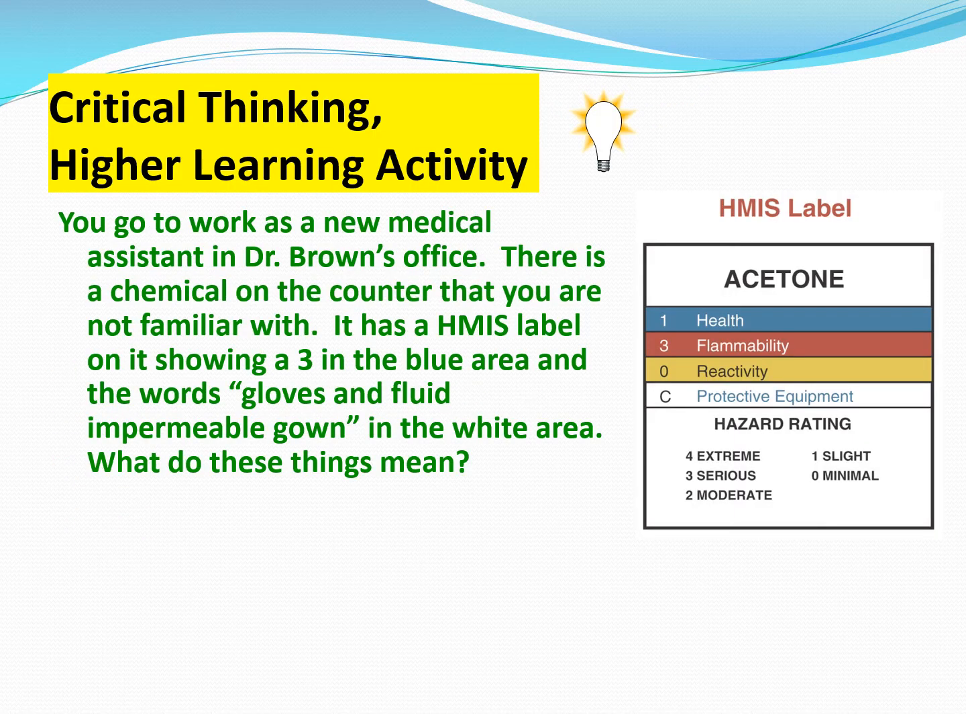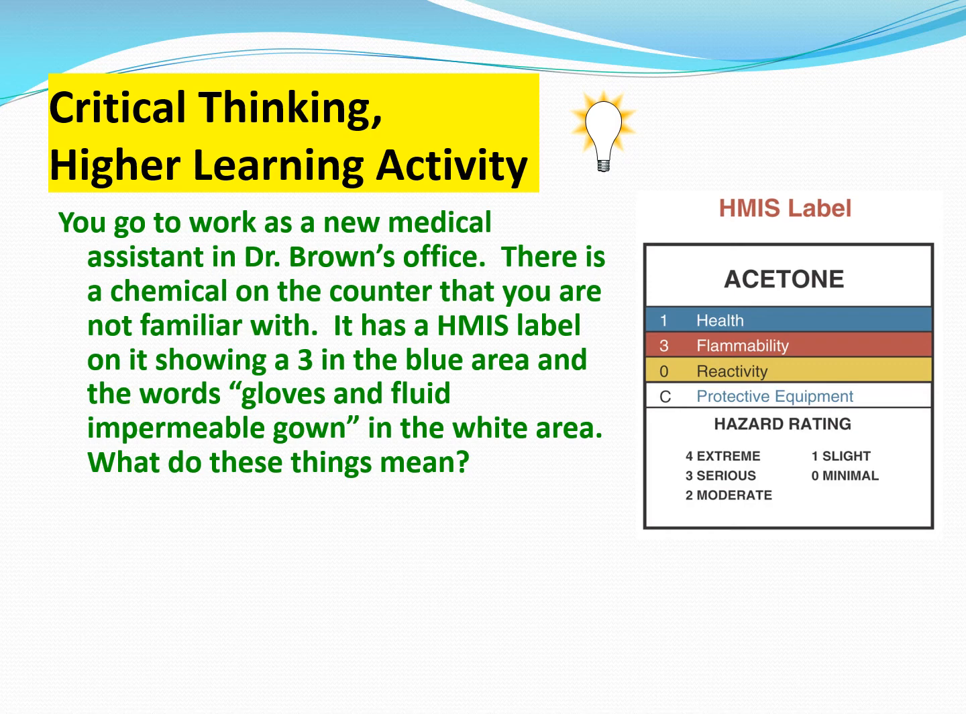So here's one of our critical thinking slides, right? This is where you take what you learn in lab and lecture and put it together so that you can apply it to a scenario that you may run into while you're working out in the field. So you go to work as a new medical assistant in a doctor's office, right? There's a chemical on the counter that you're not familiar with. It has an HMIS label on it showing a 3 in the blue area and the words gloves and fluid impermeable gown in the white area. What do these things mean?